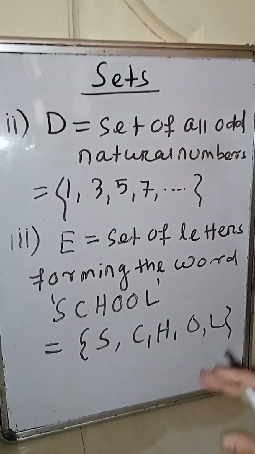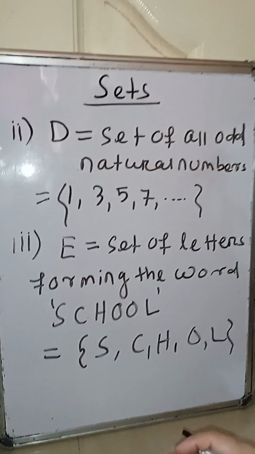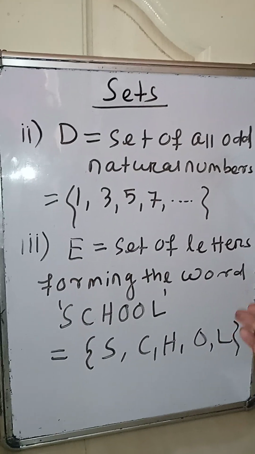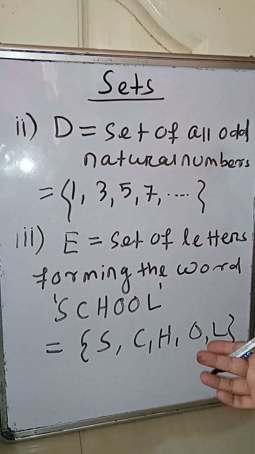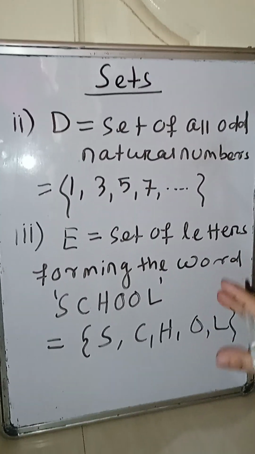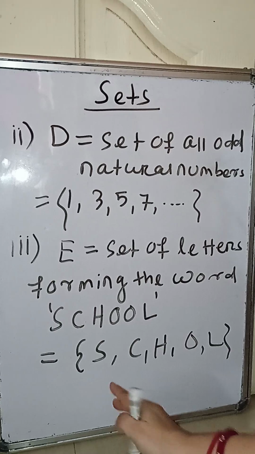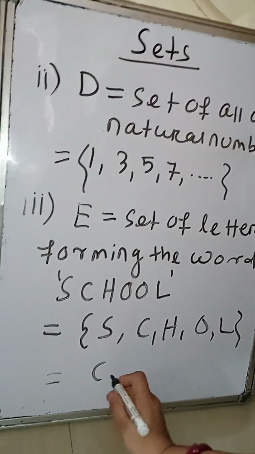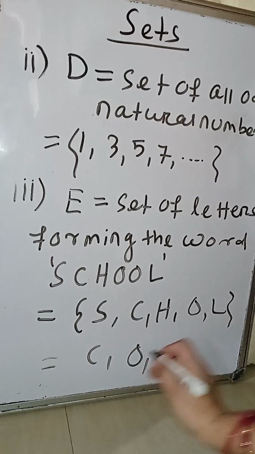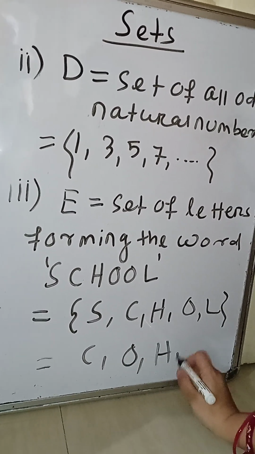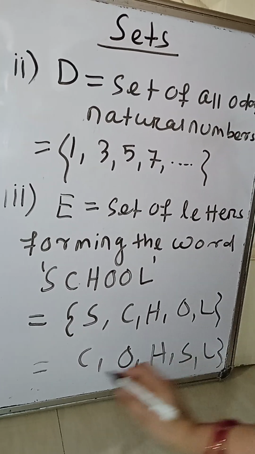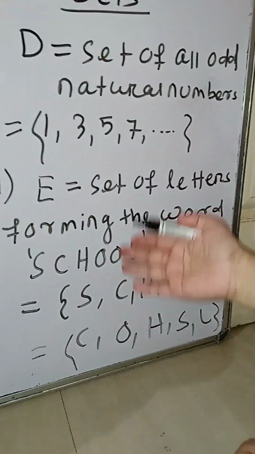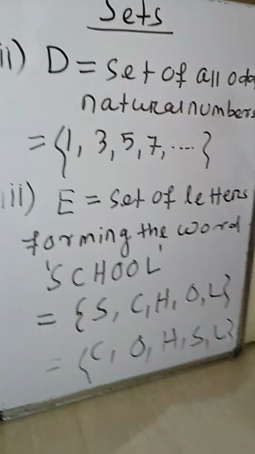One important note here: first, whether the elements are repeated, we write them only once. Another thing is the order is immaterial. Here we have written S C H O L, but another person can write C O H S L. It can also be written like this. So E can be written in these ways also.